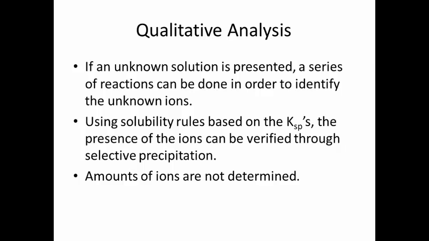And so then we can use that in what's called qualitative analysis, which is when you're presented with an unknown solution or an unknown mixture and we want to know what ions are in it. We can do a series of reactions to identify what those ions are. So using solubility rules based on the Ksps, we can add different chemicals to it and cause selective precipitation where only one ion comes out and the others remain in solution. The amounts of those ions, though, are not determined because that would be quantitative, and that's why this is called qualitative analysis, because it's just, is that in there or not?